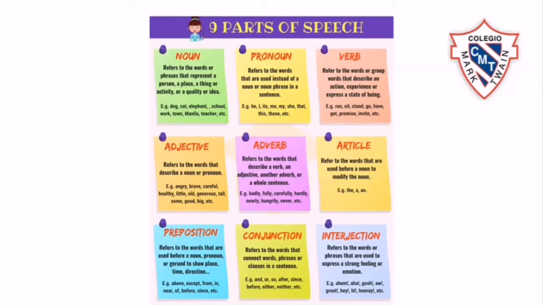What is an adjective? Refers to the words that describe a noun or pronoun. For example, angry, brave, careful, healthy, little, and so on. Then, adverb. It refers to the words that describe a verb, an adjective, another adverb, or a whole sentence, like badly, fully, carefully, hardly, and so on.